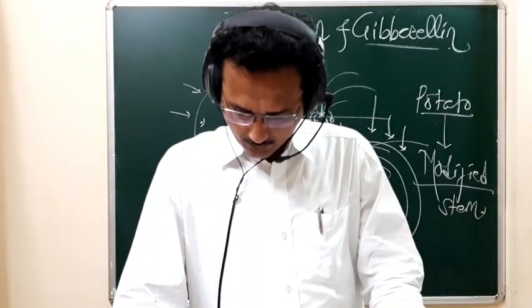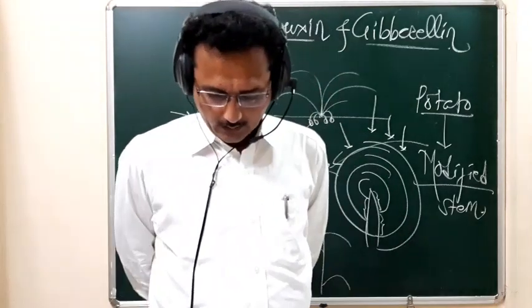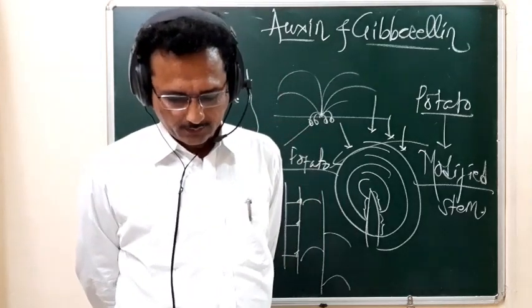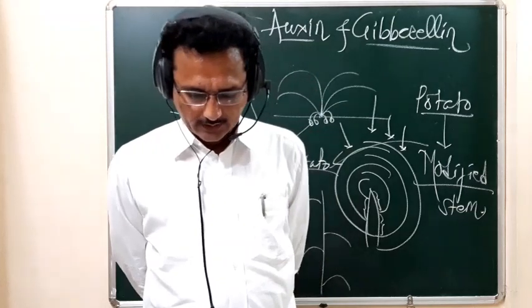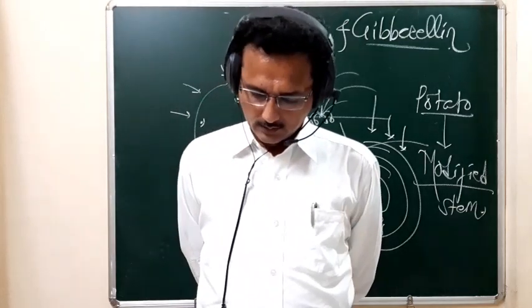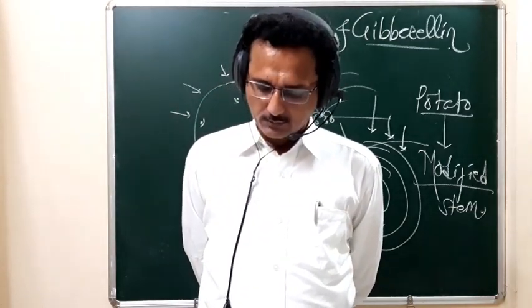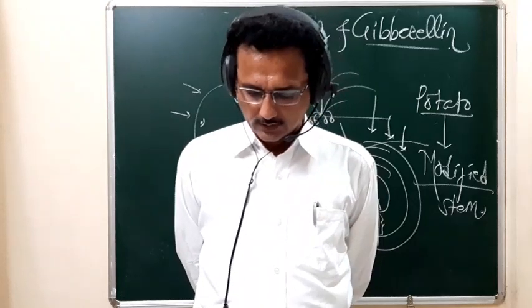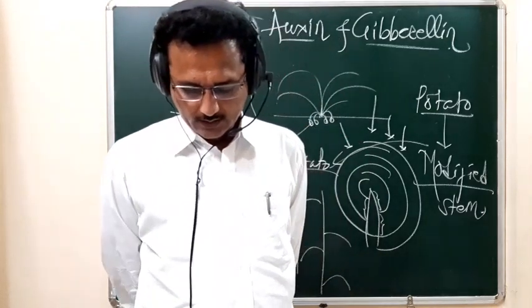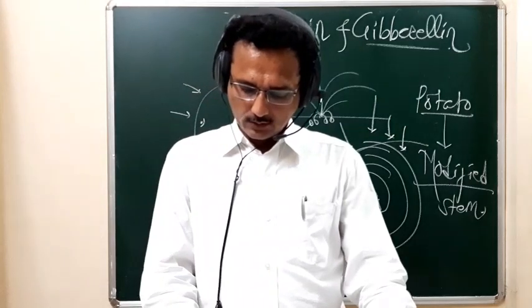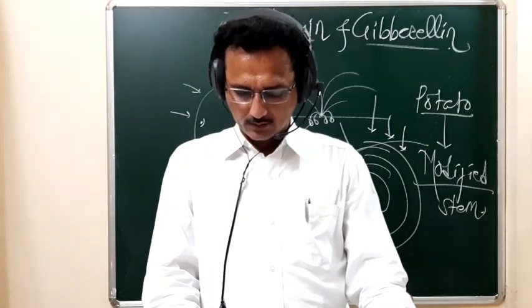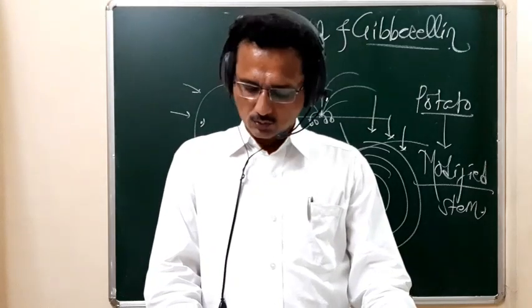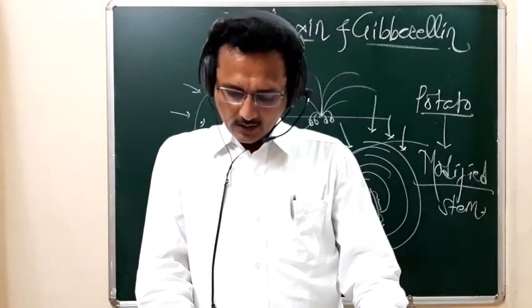Okay, the next question, question number 177. The gibberellins were first discovered in 1926 by, and the names of scientists are given. The first option Cross, second option Gane, third option Kurosawa, and the fourth option Darwin. So what is the correct answer? Kurosawa is the correct answer.